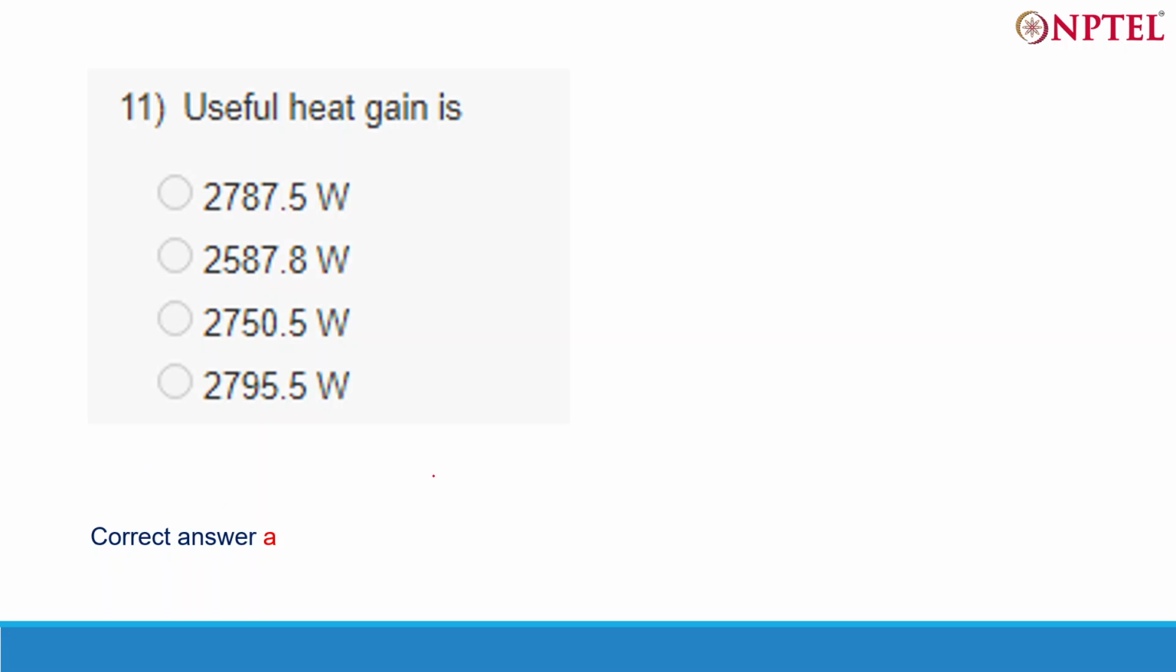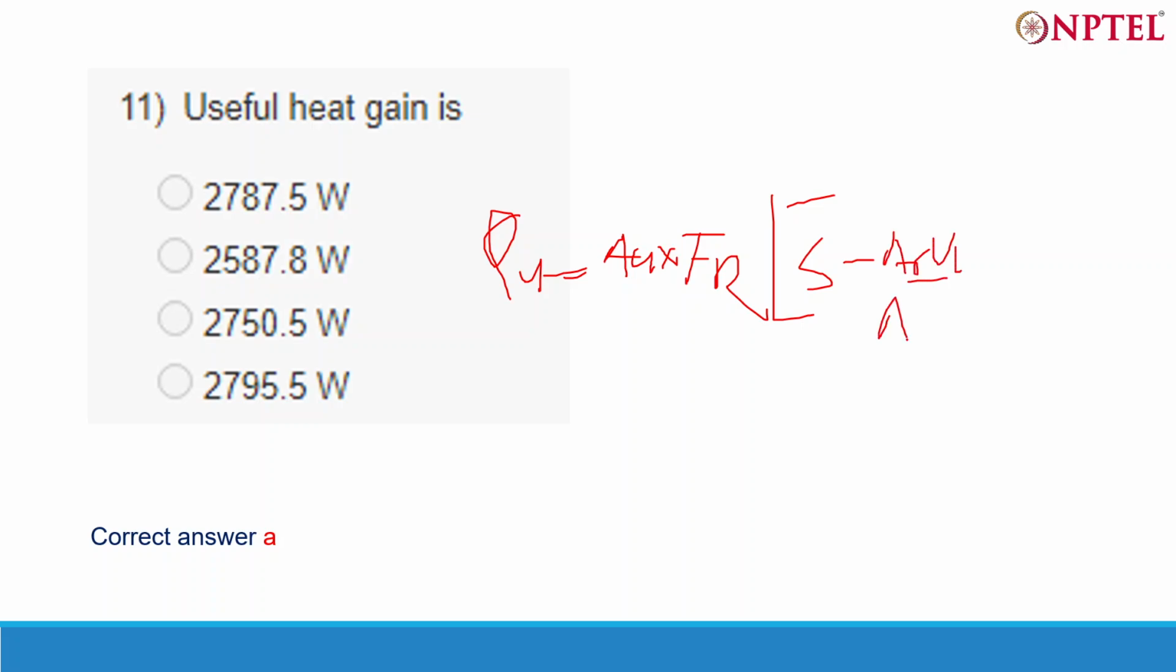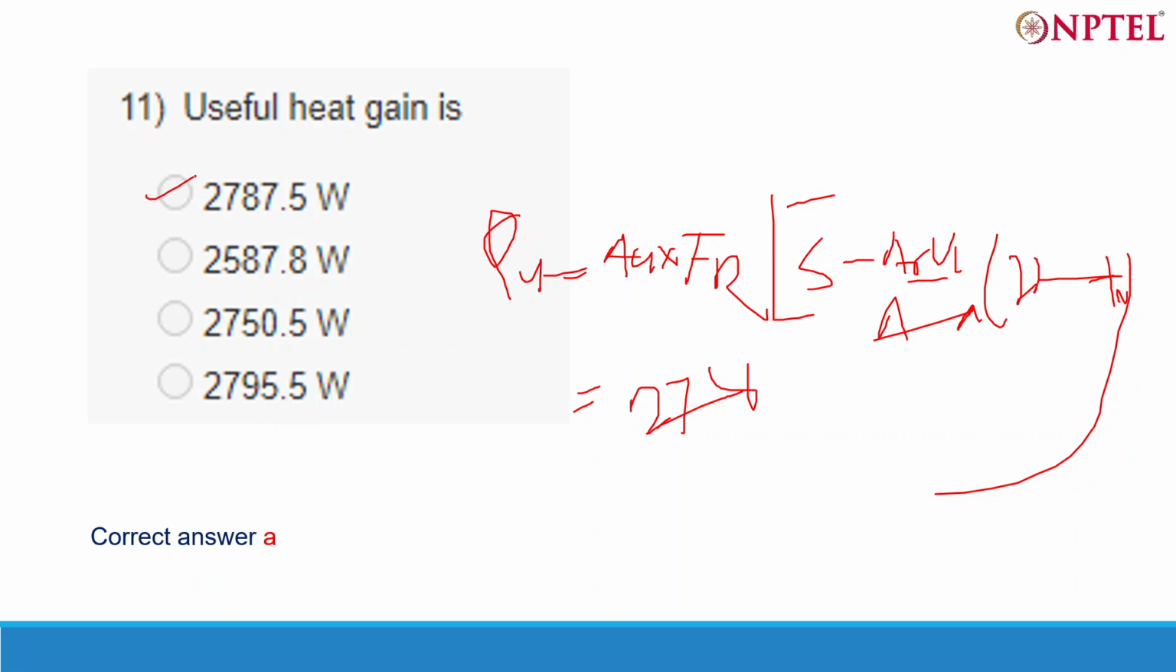Now the useful heat gain, which is also important. Useful heat gain is basically Q_U equal to aperture 15.32 and F_R which you calculated, into S minus A_R into U_L upon A_A times the plate temperature minus the ambient temperature 22. Put the values and you will get something around 2787. So the correct answer is answer A.